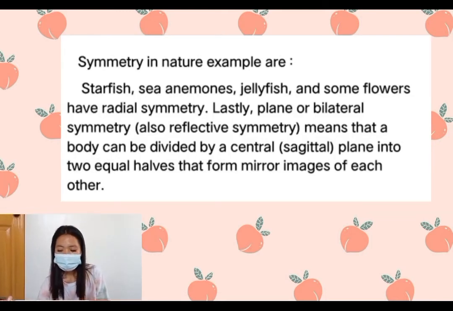Symmetry in nature examples are starfish, sea anemones, jellyfish, and some flowers, which have radial symmetry. Lastly, plane or bilateral symmetry, also called reflective symmetry, means that a body can be divided by a central sagittal plane into equal halves that form mirror images of each other.